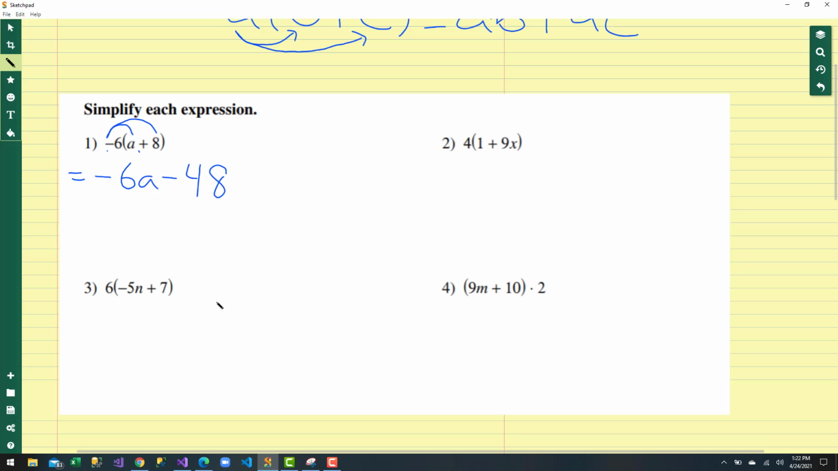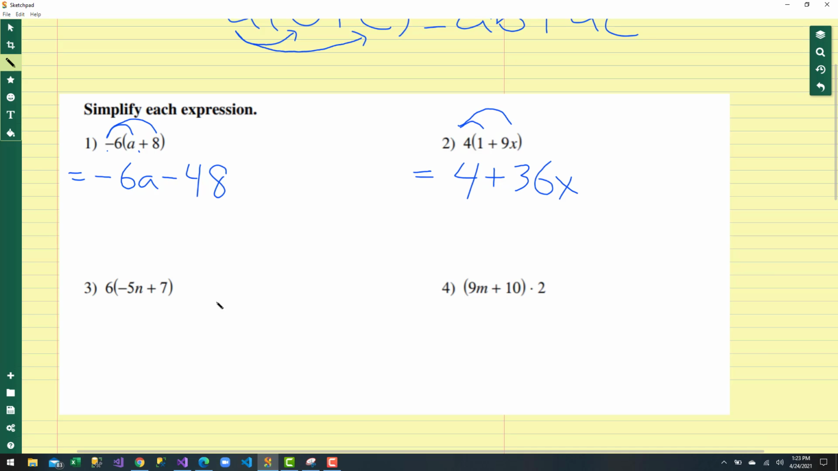Let's move on to number 2. I have a positive 4 and a positive 1. I multiply those together. And then I have a positive 4 times a 9x. I multiply those together. So positive 4 times positive 1, same sign, that's positive. 4 times 1 is 4. All right, I move on to the next term. A positive 4 and a positive 9, that's positive when multiplied together. 4 times 9 is 36. And I copy the x term. So the answer is 4 plus 36x.